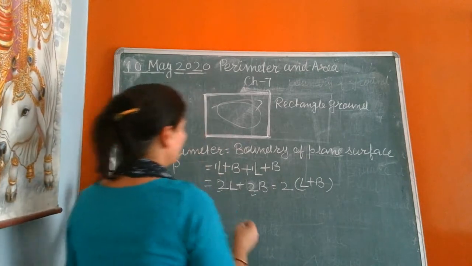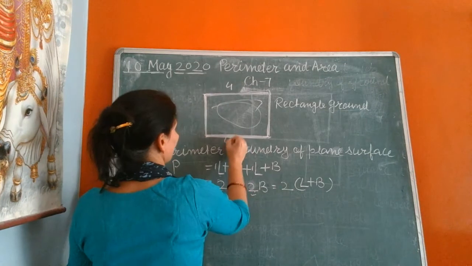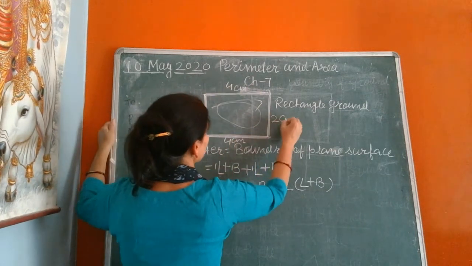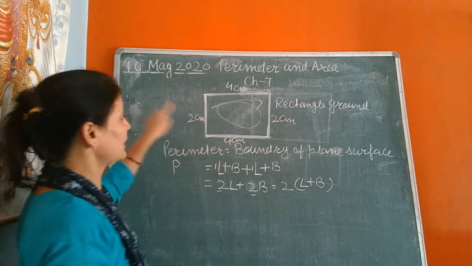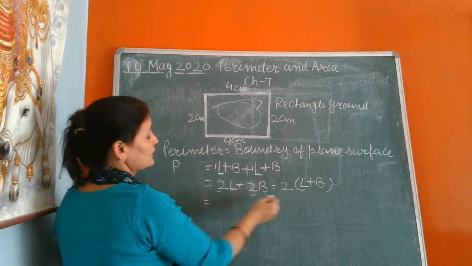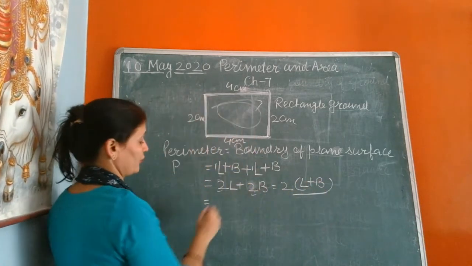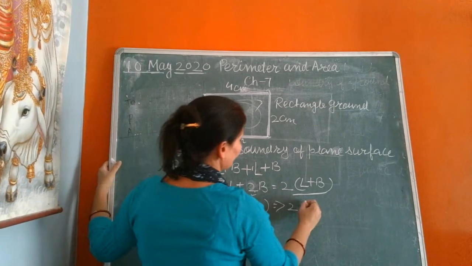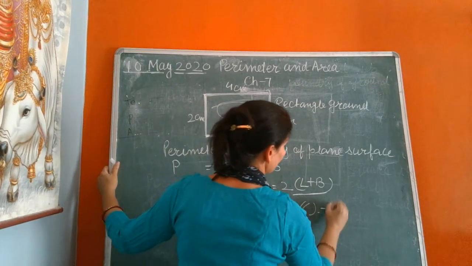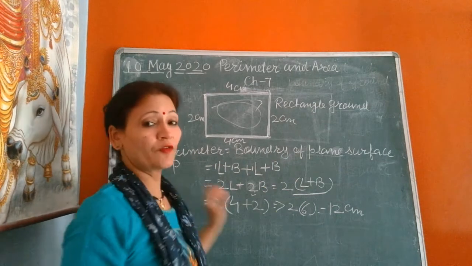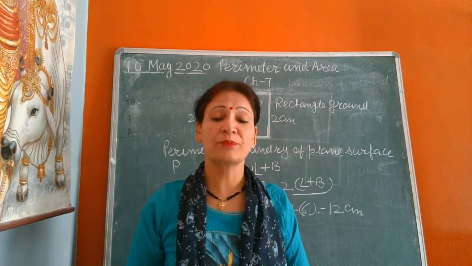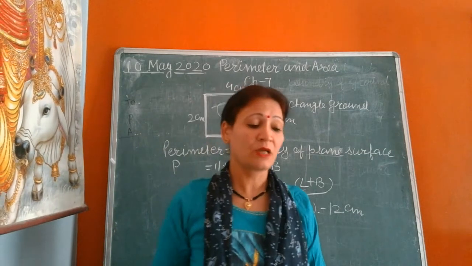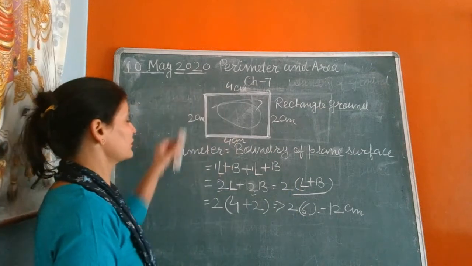Take one example. Now, its length is 4. This is also 4 because opposite sides are always equal. 4 cm, 4 cm. 2 cm and 2 cm. Now, we will put these values in this formula. 2, what is length here? 4, plus what is breadth? 2, equal to 2 into 4 plus 2, 6. 2 into 6, 12 centimeter. And the unit of perimeter will always be centimeter, meter, or kilometer, whichever unit is given, so the same will be here. Now, this is the perimeter of the rectangle.